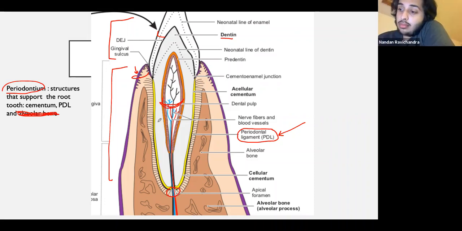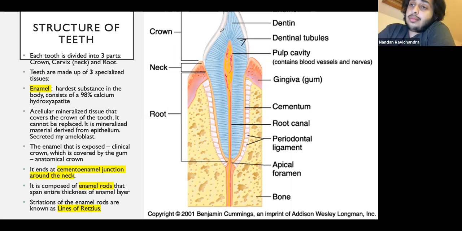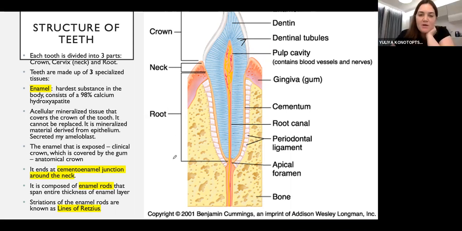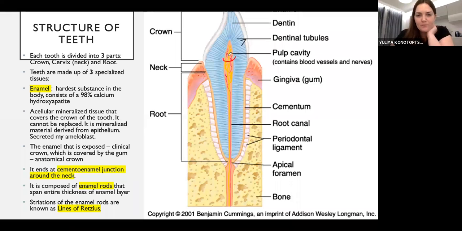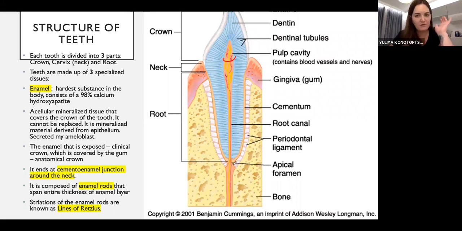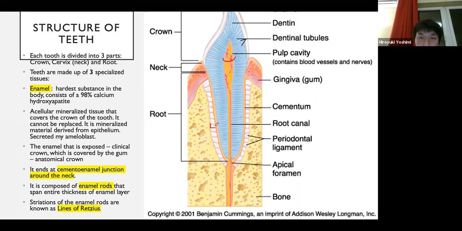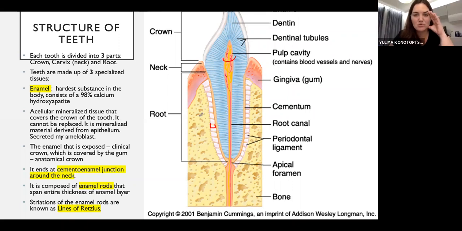Okay, so let's do it again. So how do you call this area? The crown. This is enamel. Dentin. How do you call this area? This is a root, the most outer is cementum, then dentin. Pulp cavity, what is inside of it? Nerve fibers and blood vessels that enter through the apical foramen. What is this? The ligament, the periodontal ligament. Periodontal ligament attaches cementum to the alveolar bone. But how do you call this?